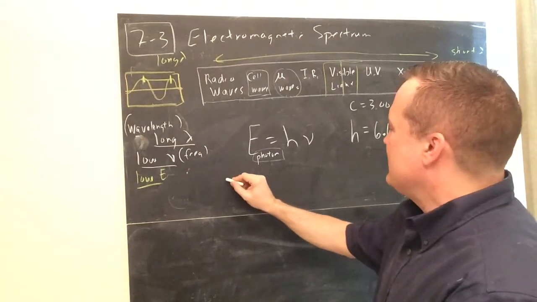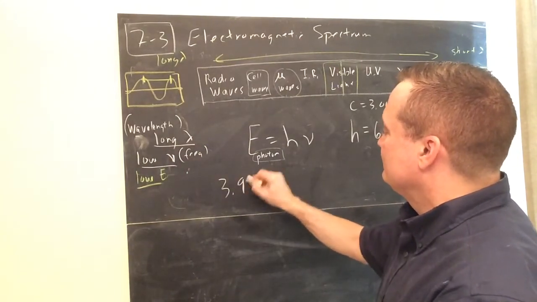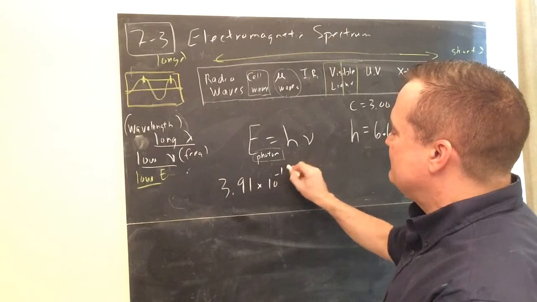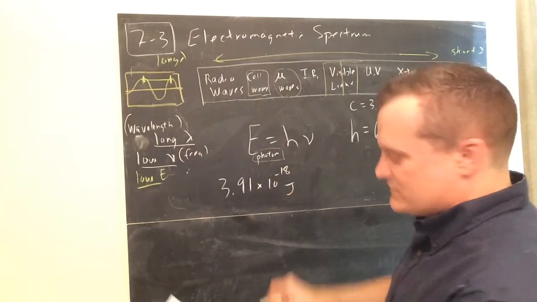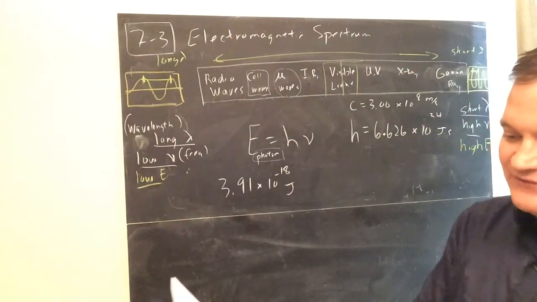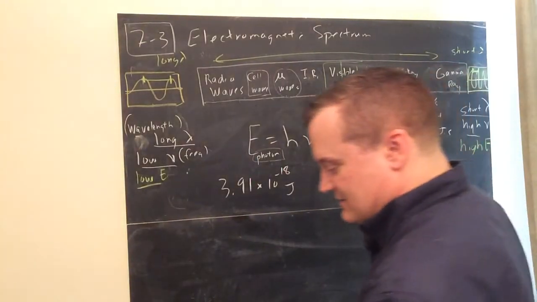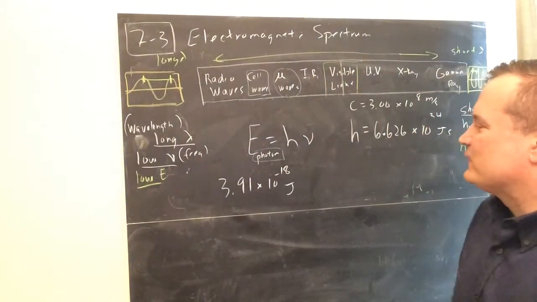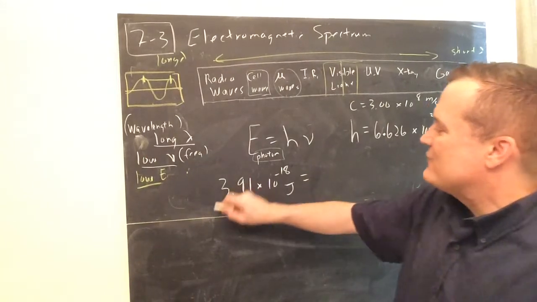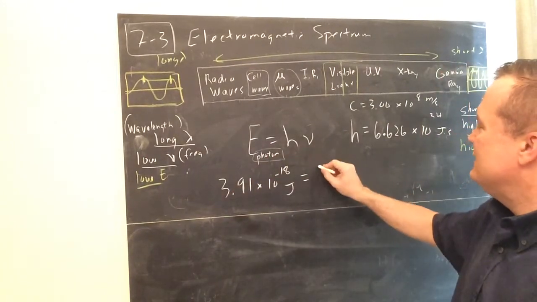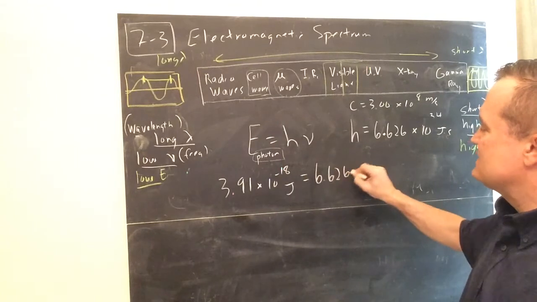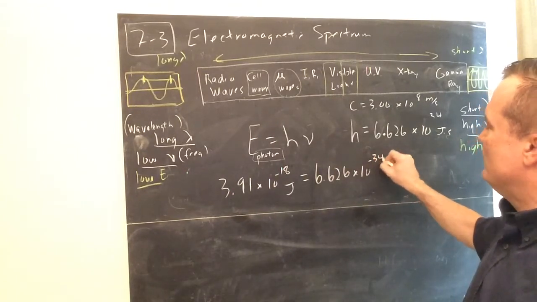So, 3.91 times 10 to the negative 18 joules is the energy of a photon of light. Determine A, the frequency of the light. The frequency. So, to find the frequency, guess what? I already got it in there. E equals hv. 6.626. This is a constant that you will be given.